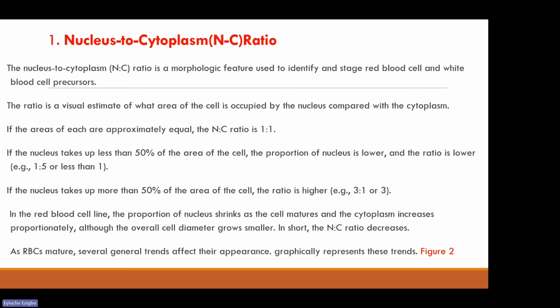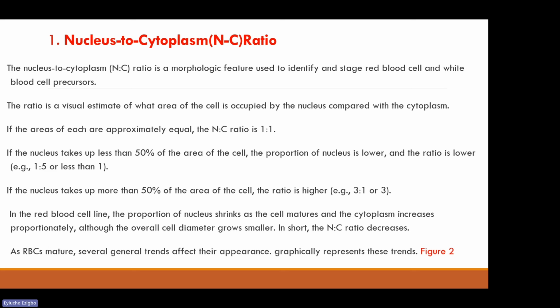That is, if the nucleus is taking a smaller portion of the whole cell size, if the nucleus is occupying less than 50% of the area of the cell, then the proportion of the nucleus is lower. Of course, it occupies less size, so its proportion is lower. Then the ratio is lower, okay? If the nucleus takes more than 50% of the cell area, the ratio is higher. For example, 3:1 or 3.